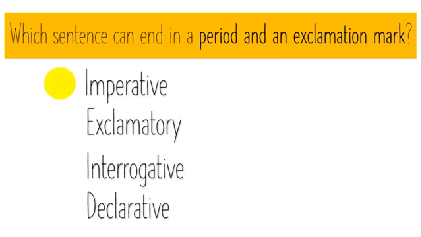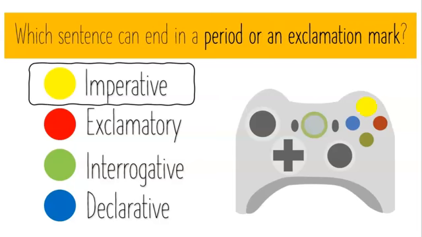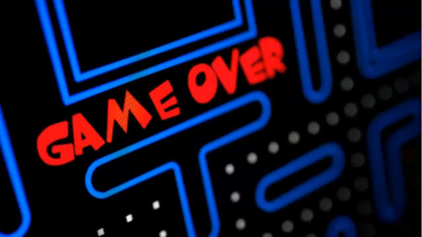Which sentence can end in a period and an exclamation mark? Yes, you pressed yellow for imperative. Imperative sentences can end in both a period or an exclamation mark. Very good. Well, I hate to say it, but that wraps up our game for today. But you did an awesome job.